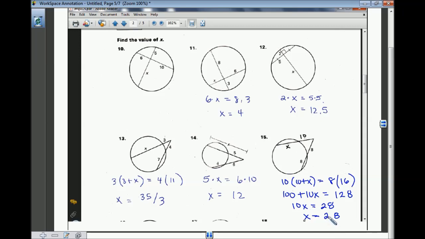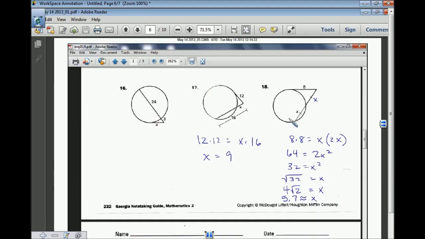Okay? Which one? When they give you the whole? Yeah. Okay, let's move on. All right, check out 17 and 18.